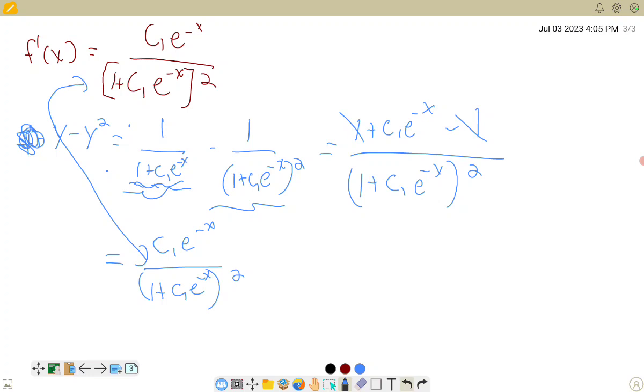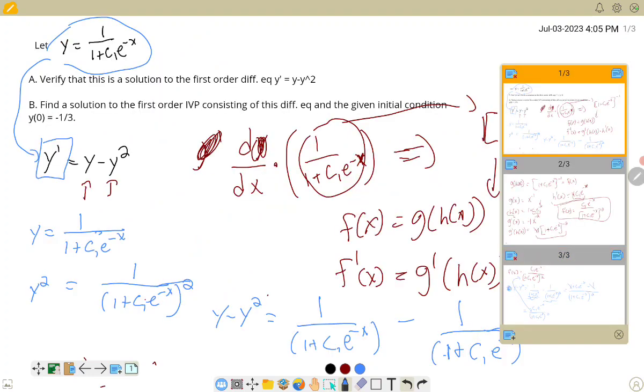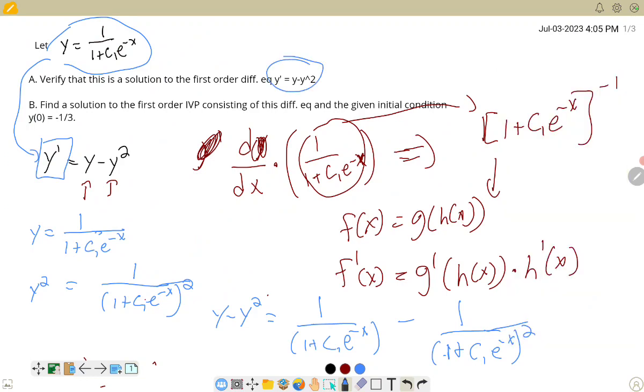Now let's just remind ourselves by going back to what the original problem asked. So first we had to verify it's a solution, and the answer is it is, and we had to go through all this work to find that. Now we want to find the solution to this, given that the initial condition is y(0) is equal to negative 1/3. So basically what that means is x must be 0 when we see something like that, because y is being assumed to be a function of x. You see how over here it is indeed a function of x.